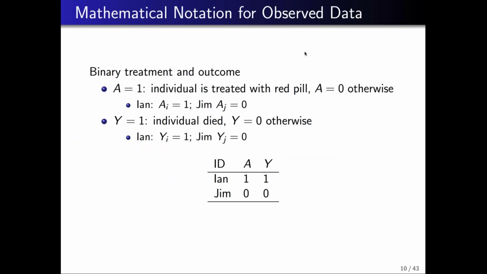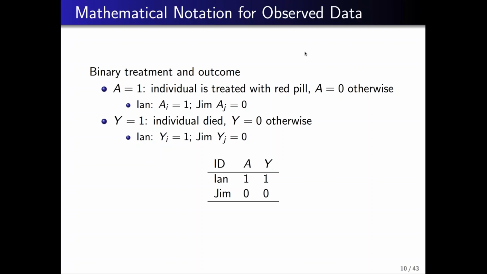So in order to mathematically set up a framework, I want to introduce some notation. We're just going to think about a binary treatment, either you got it or you didn't, and a binary outcome, you either lived or died. And so I'm going to define A to take on the value 1 if an individual is treated with the red pill, and I'll let A equal 0 if the individual was not treated with the red pill. And so in this case, Ian, he took the red pill.